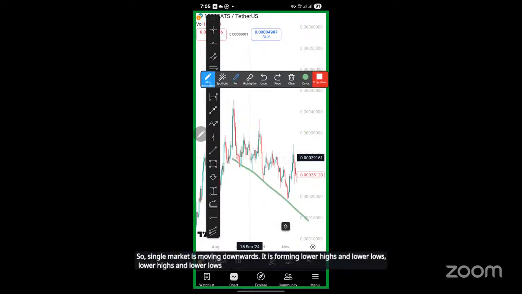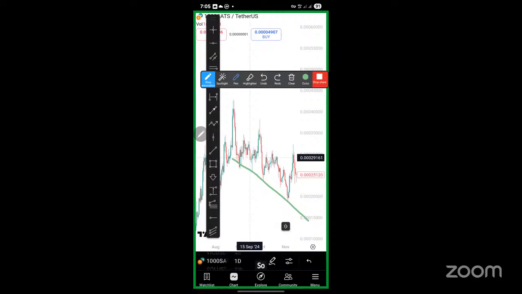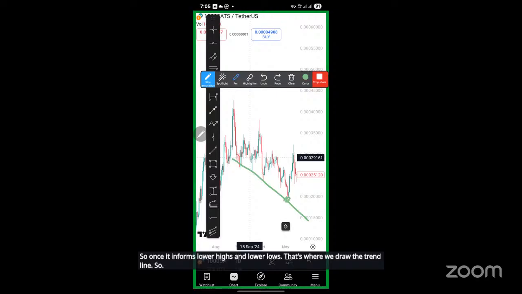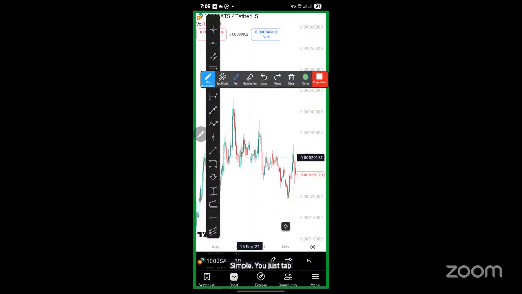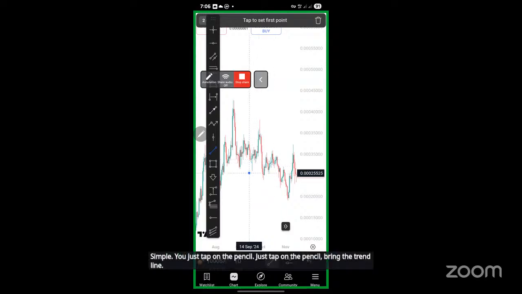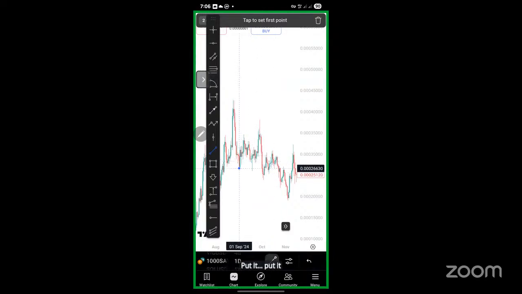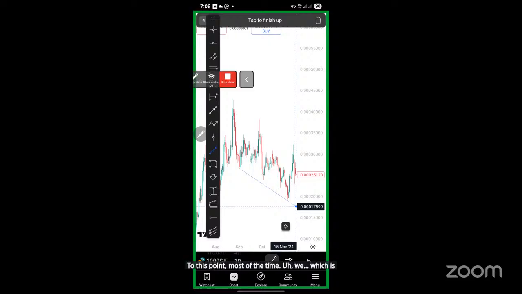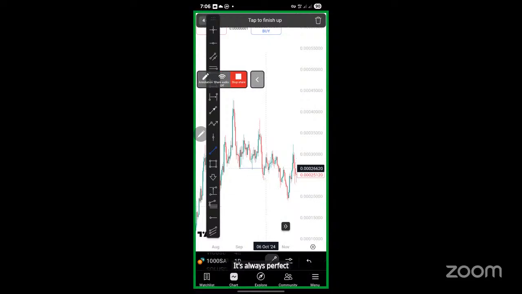Once it forms lower highs and lower lows, that's where we draw the trend line. So you mark this point, this point, and this point, and draw a trend line like this. Simple. You just tap on the pencil, bring the trend line, put it on this point, and stretch it down to this point. Most of the time it is always perfect if it taps the 3 points.